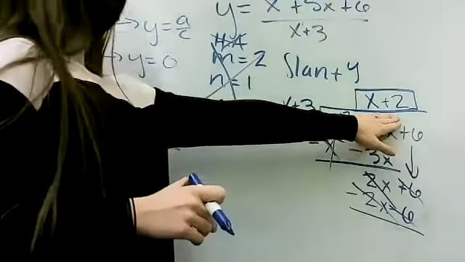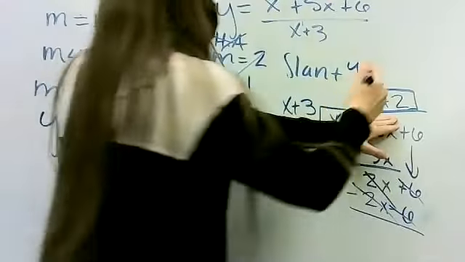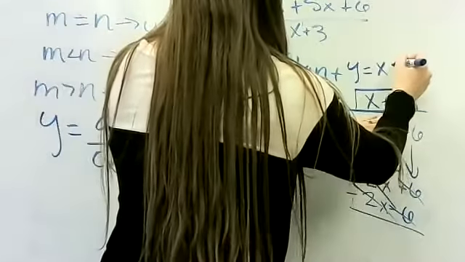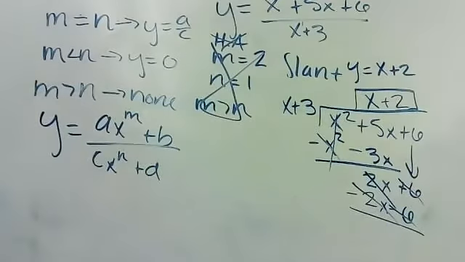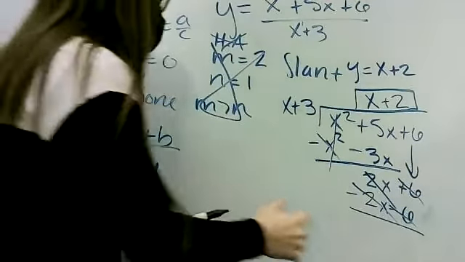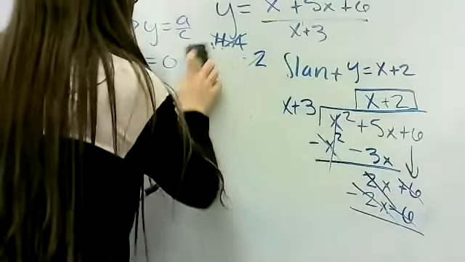Okay, so whatever was up top, that divisor, we're going to say that's what our slant asymptote is. It is y equals x plus 2. Let me write some of this work here.